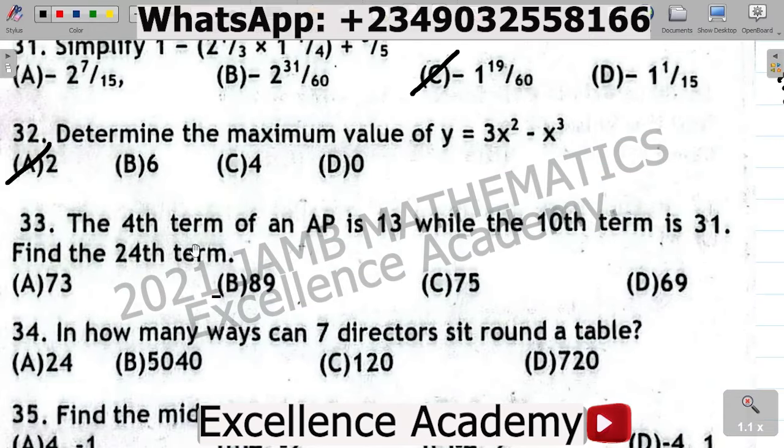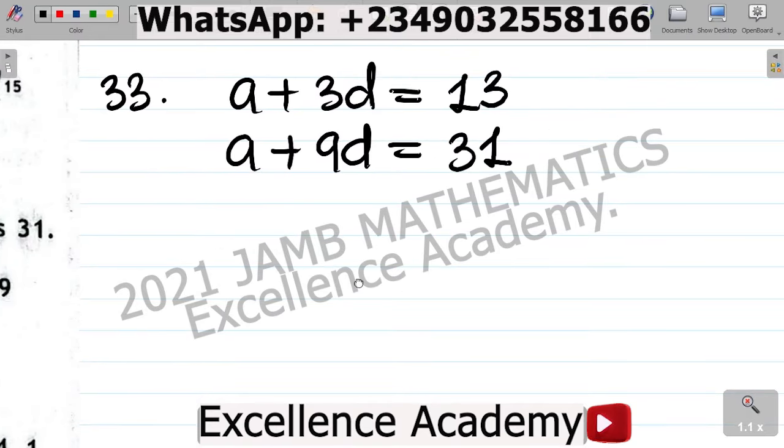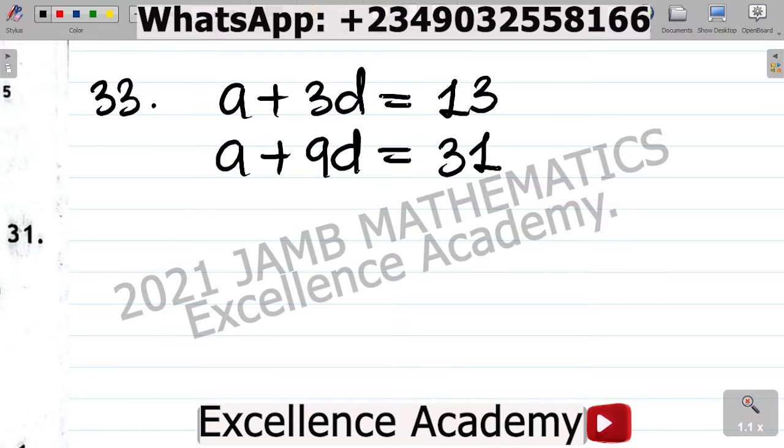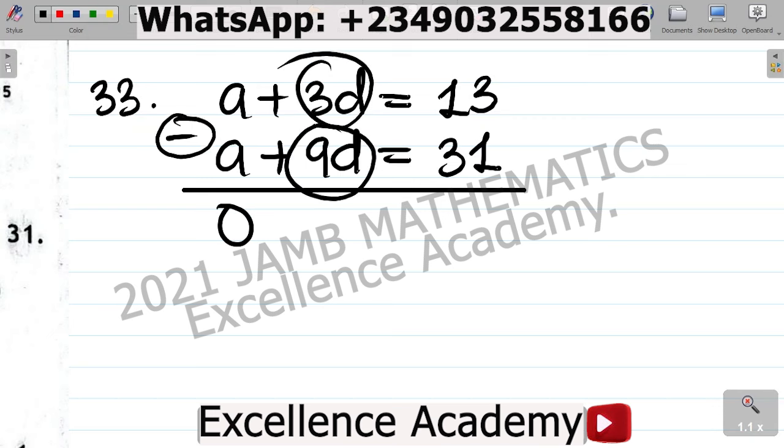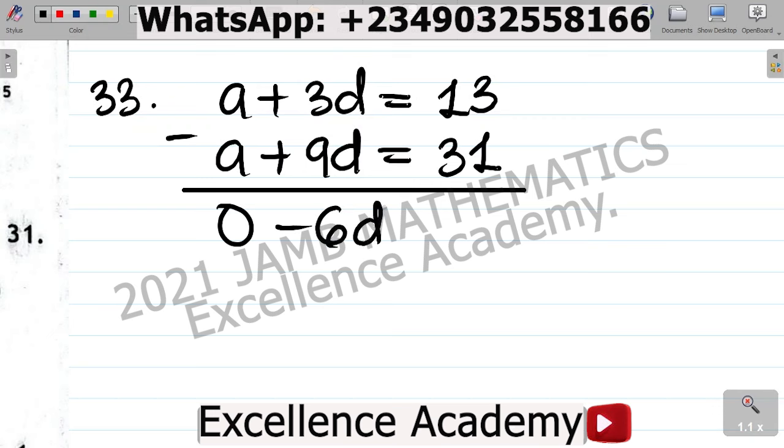All right, you're asked to find the 24th term. Now, before we find the value of the 24th term, let's get the value of A and d. And how do we do that? For this, just simply subtract them, right? A minus A gives you 0, it cancels out. 3d minus 9d is same as saying 3 minus 9, which is minus 6d. So you have minus 6d. Next up, 13 minus 31 gives you minus 18. So that's equal to minus 18.